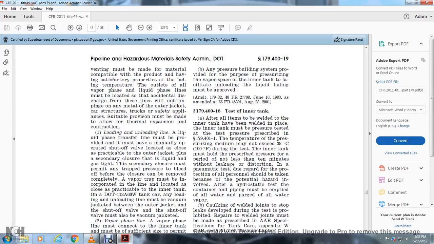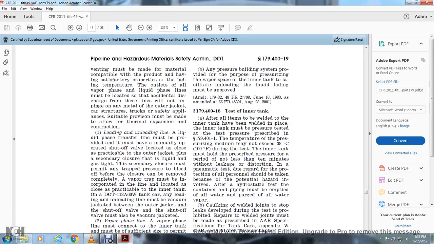After the items to be welded to the inner tank have been welded in place, the inner tank must be pressure tested. The test pressure prescribed in 179.411, with the temperature of the pressurizing medium not exceeding 38 degrees Celsius or 100 degrees Fahrenheit. During the pressure test, the inner tank must hold the prescribed pressure for a period of not less than 10 minutes without leakage or distortion.